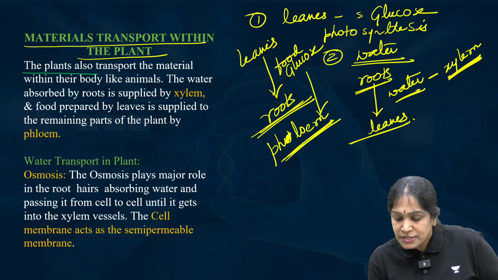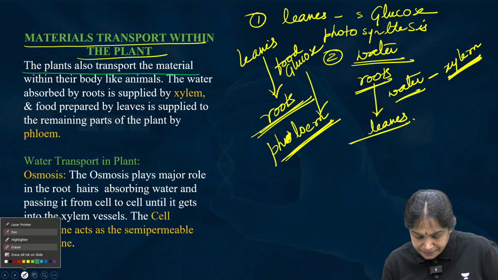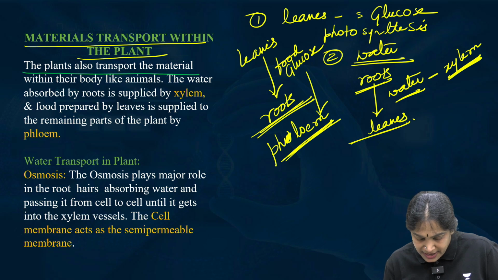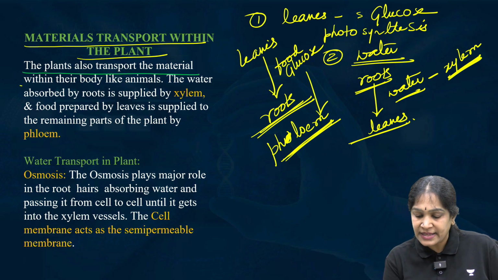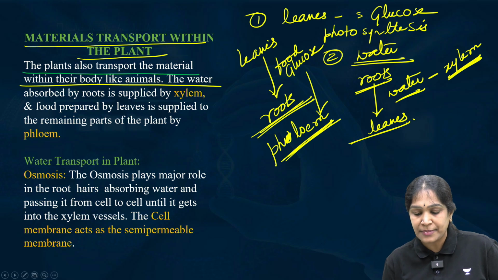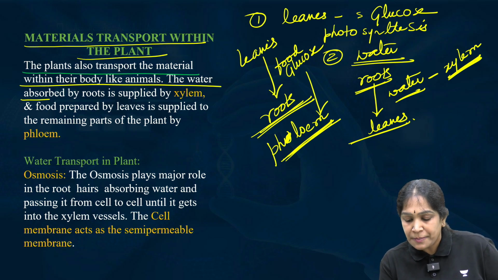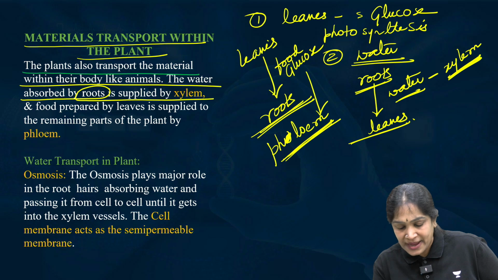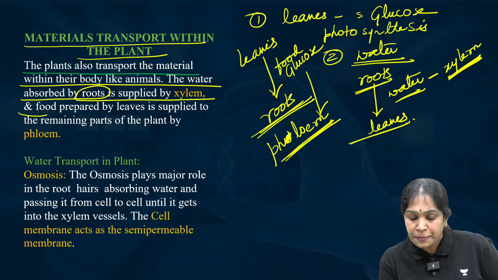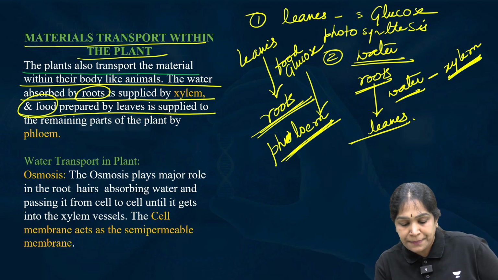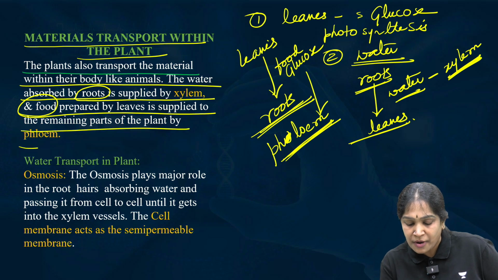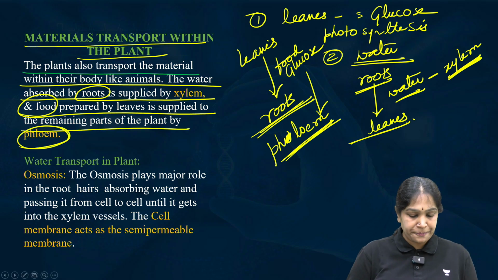Plants also transport material within their body, like animals. The water absorbed by the roots is supplied by the xylem, and the food prepared by the leaves is supplied to the remaining parts of the body by the phloem.